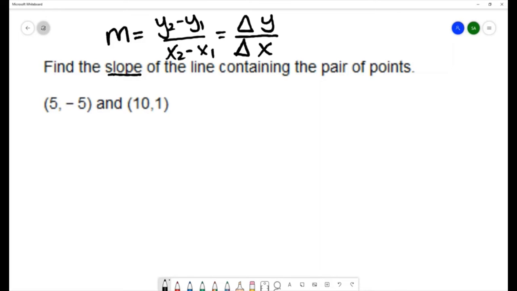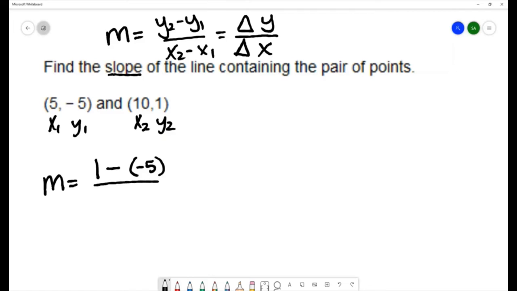I'm going to label one of these points as x1, y1, and the other point as x2, y2. And we'll calculate the slope using the formula. y2 is 1 minus y1 is -5, over x2, which is 10, minus x1, which is 5. This is 1 plus 5, minus a negative is plus. 10 minus 5 is 5. So we have 6/5 as the slope of the line containing the points (5, -5) and (10, 1).